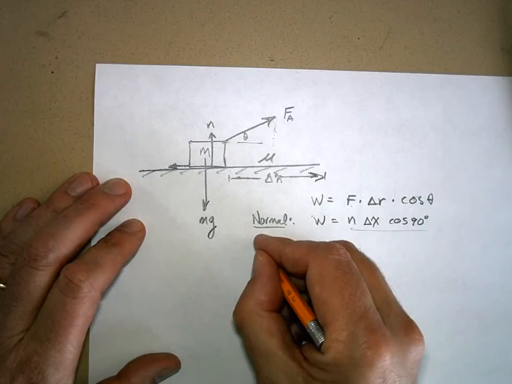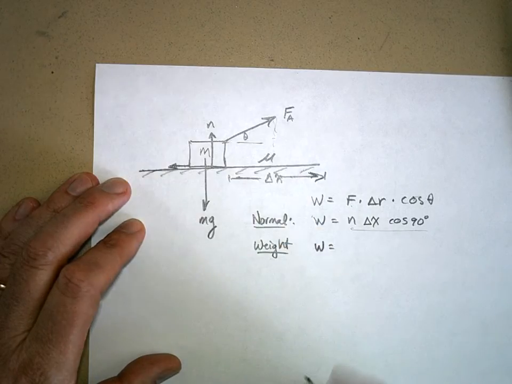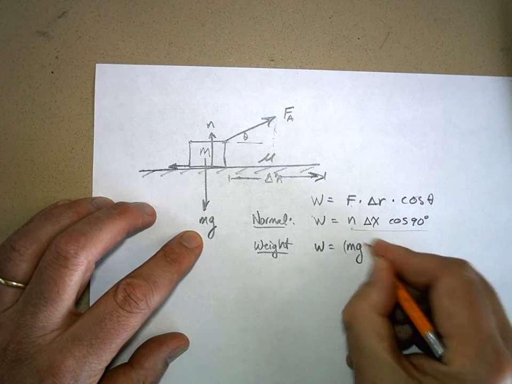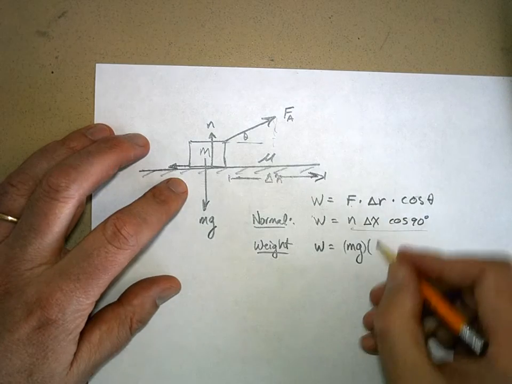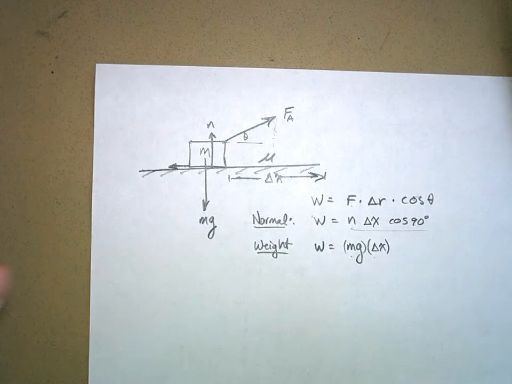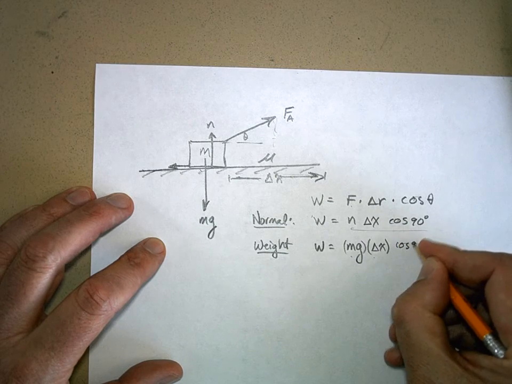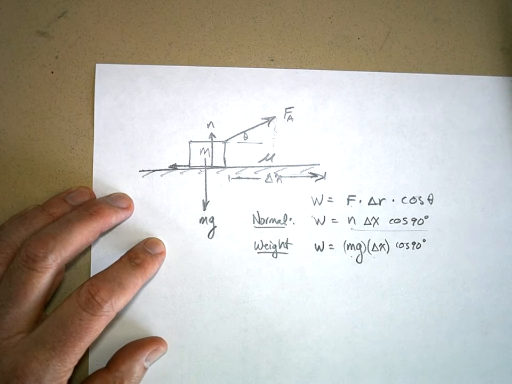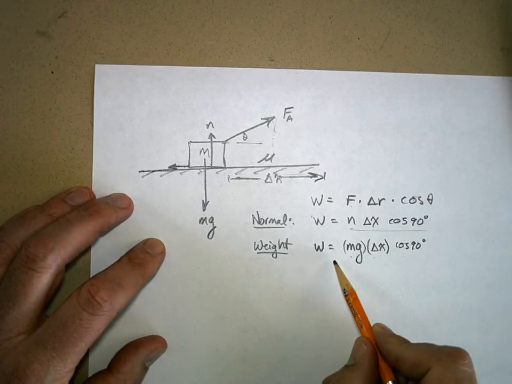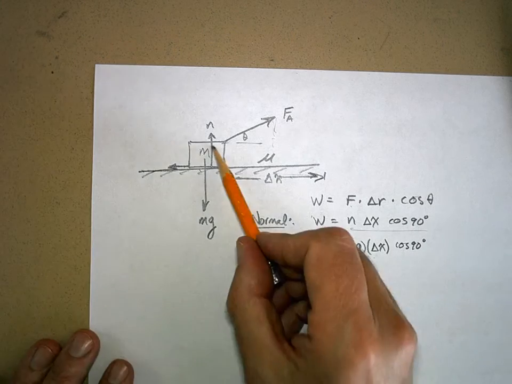Let's take a look at the weight. The work that the weight does is equal to mg times delta x, force. Now, what's the angle between the weight and the displacement? It's also 90 degrees. This won't be true all the time, but in this case, the force of gravity, weight, is not doing any work. It's not transferring energy in and out of this crate.